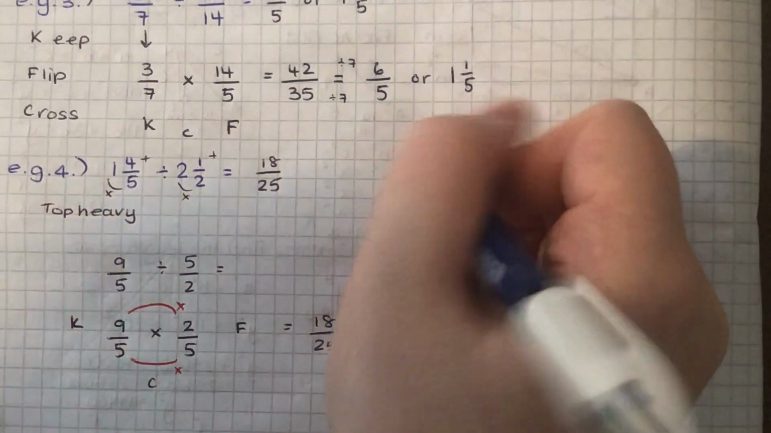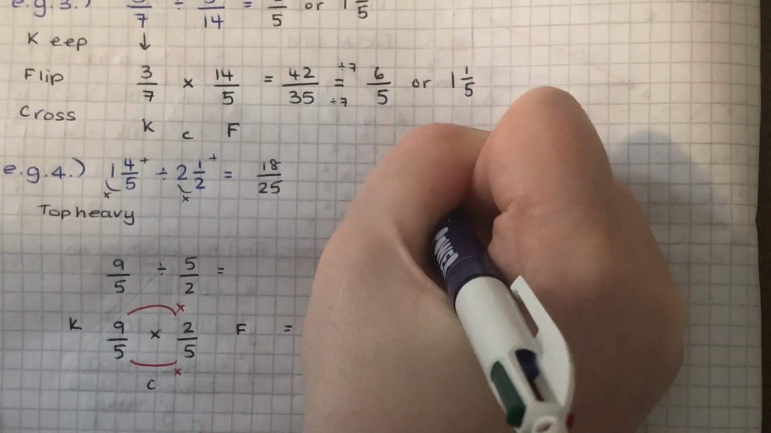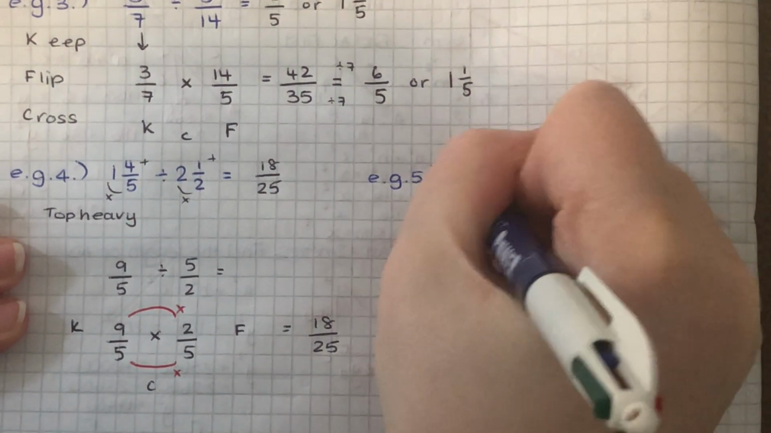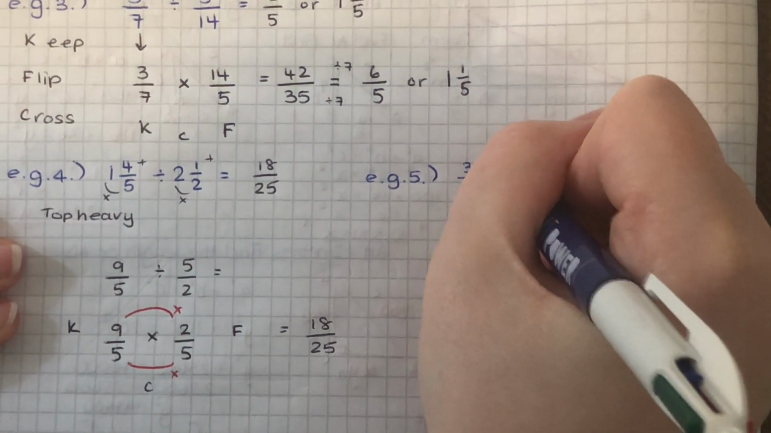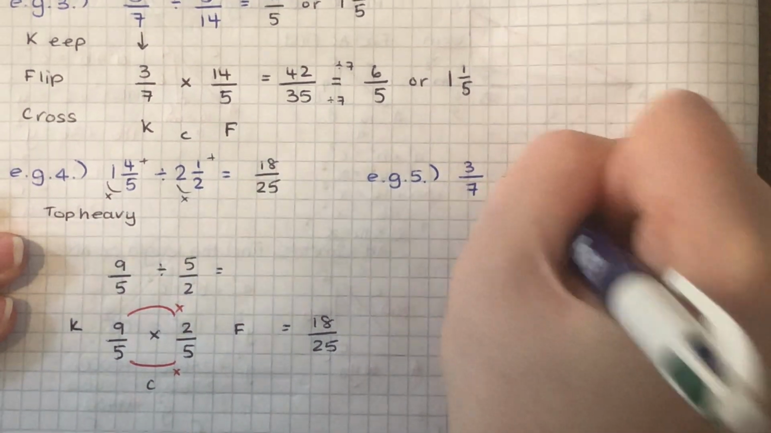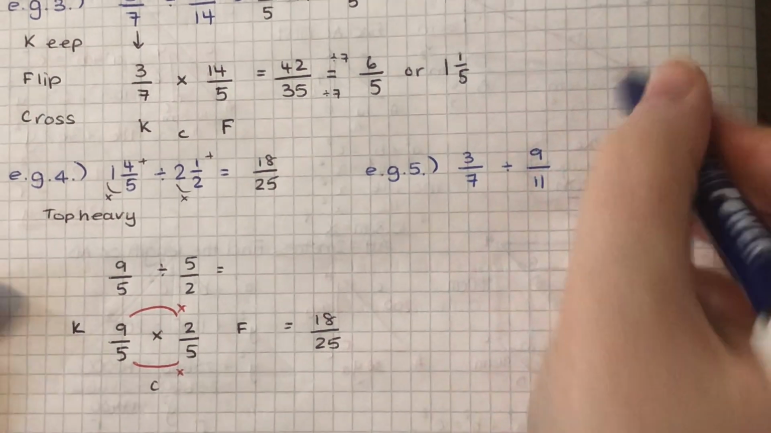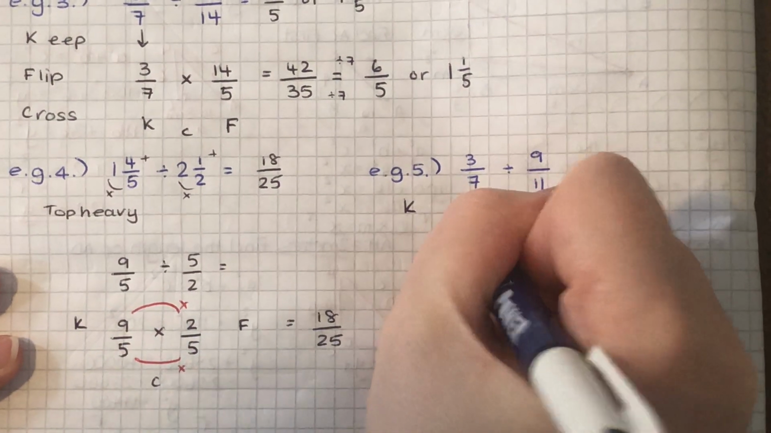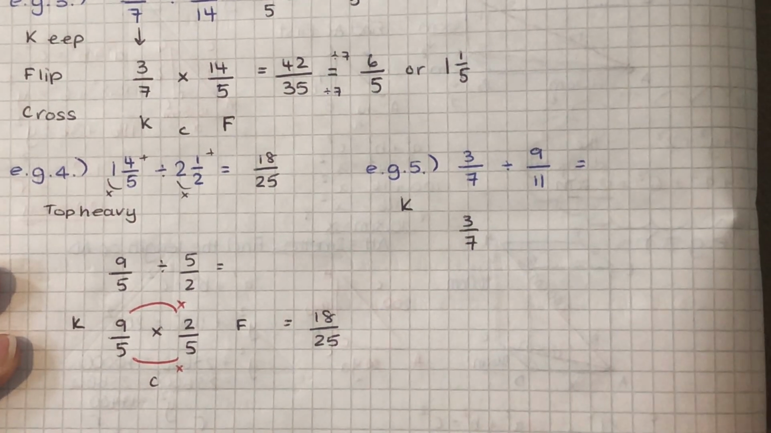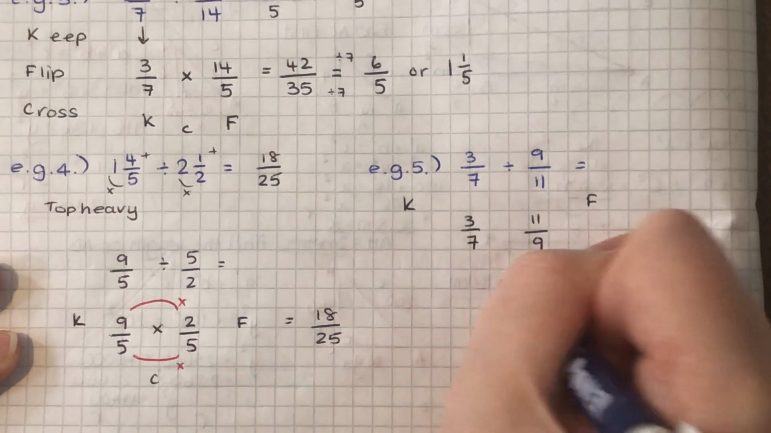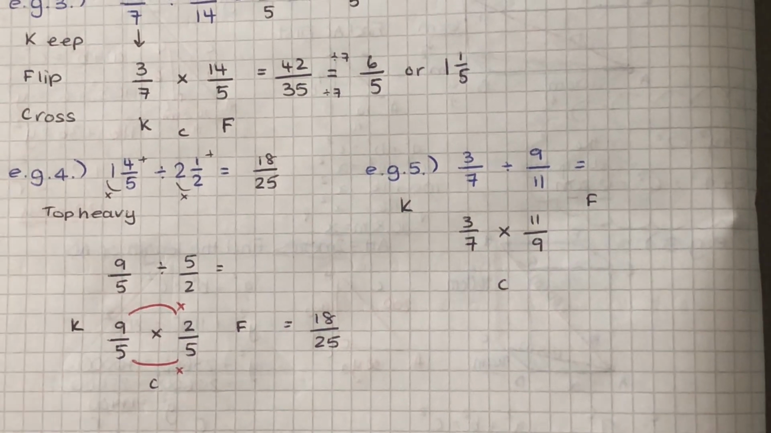If I move it along a little bit. So let's make it 3 over 7 divided by 9 over 11. I'm going to do the KFC to start off with. Keep the first one, so keep it as 3 over 7. Flip the second fraction, so that'll become 11 over 9. And cross, that means it's going to become a multiply rather than a divide.